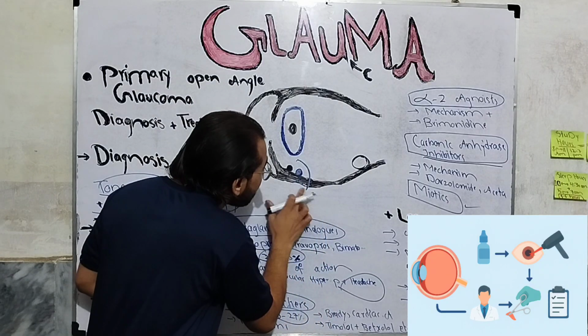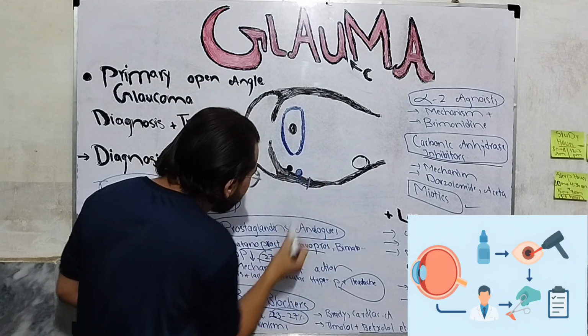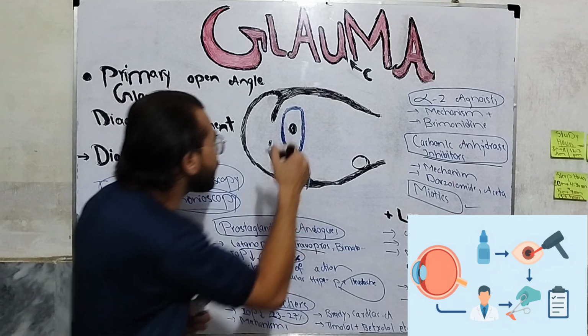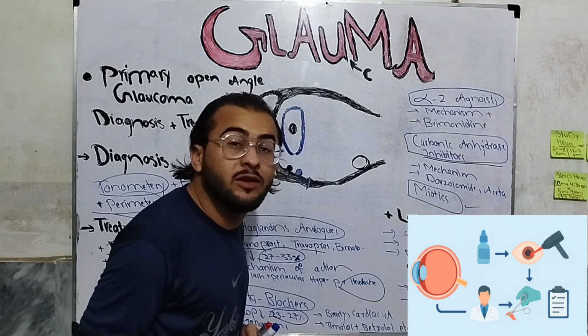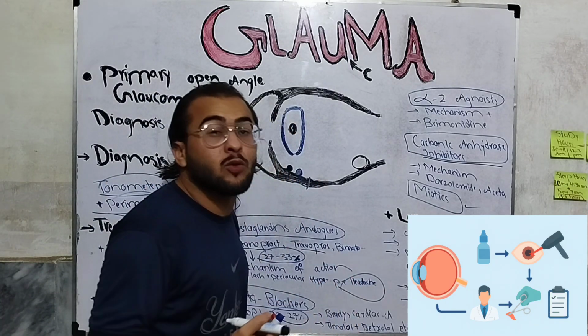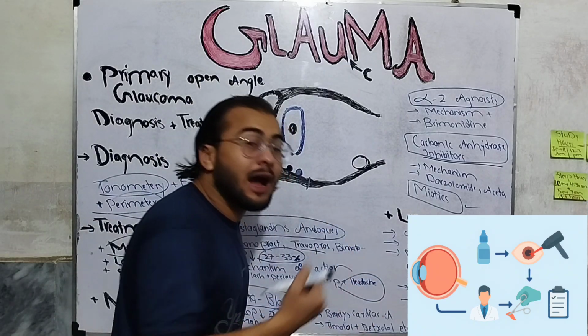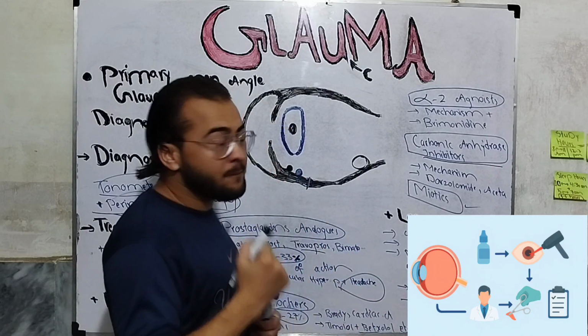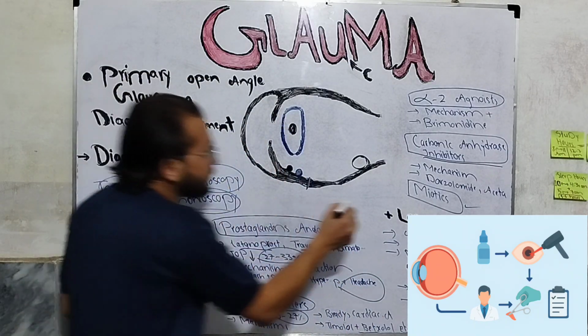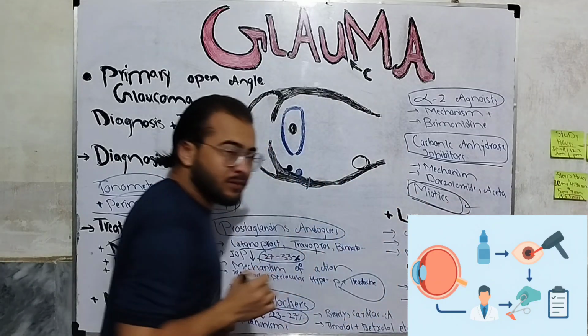They also, like the beta blockers, decrease the production of aqueous humor, and hence IOP will be decreased. Okay. Remember, the last drug group is the miotics.